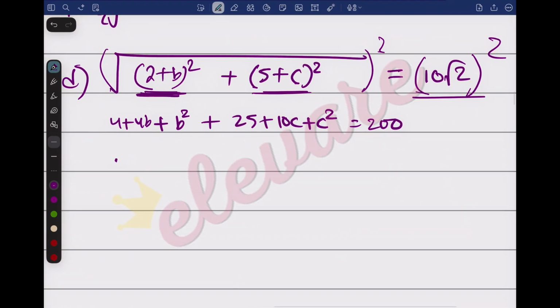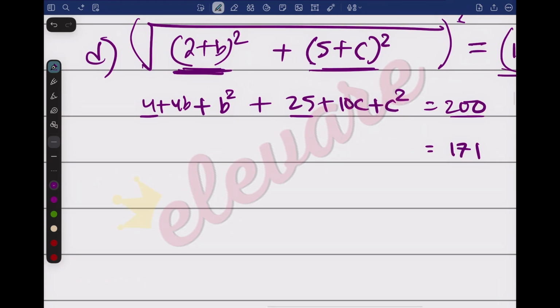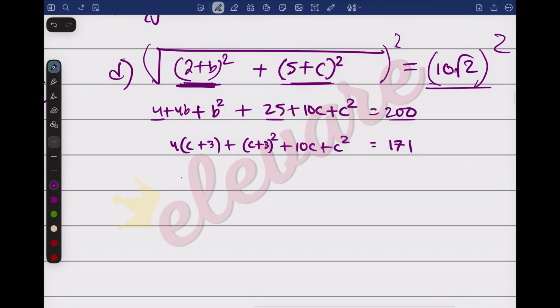Also, these numbers that we have, let's just add those up. So 200 minus 25 minus 4. On the right hand side we're going to have 171. Now we have 4 times (c plus 3) plus (c plus 3) whole squared plus 10c plus c squared equal to 171. Then we have 4c plus 12 plus, expanding this, c squared plus 6c plus 9 plus 10c plus c squared, equal to 171.